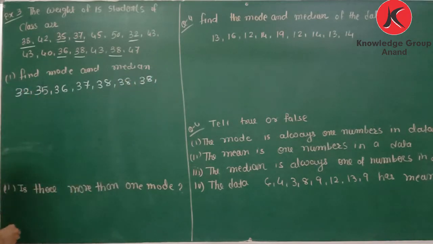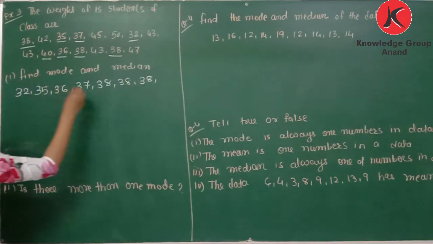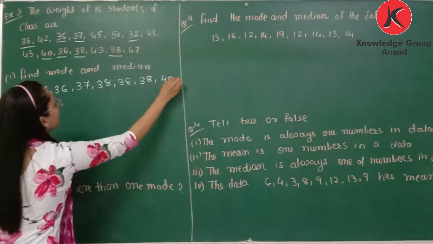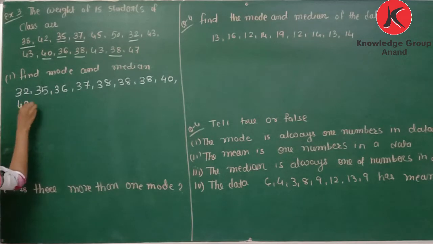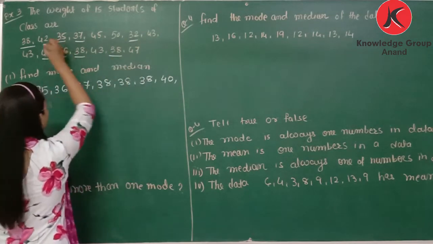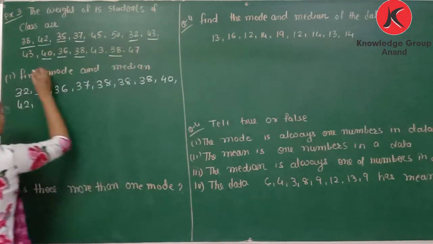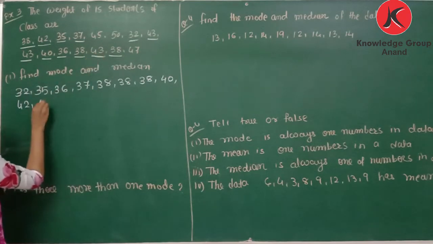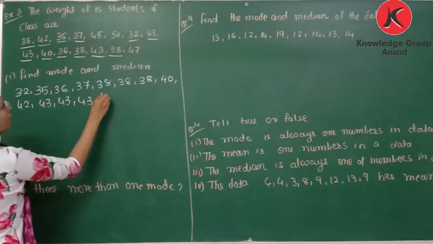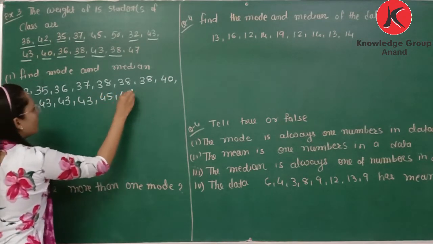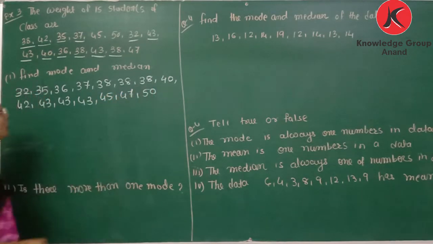Then after 38 it will be 40. Then 42, 43. Now 43 here is also there 3 times, so we write 43 3 times. Then 45, 47 and 50. Okay, so this is the ascending order.